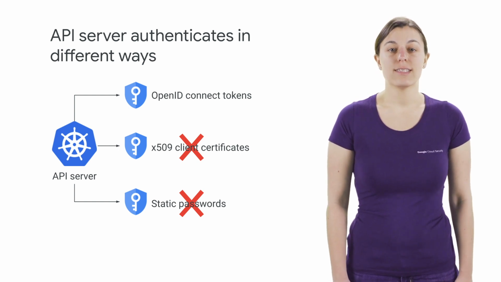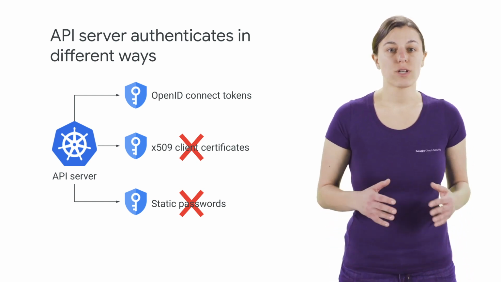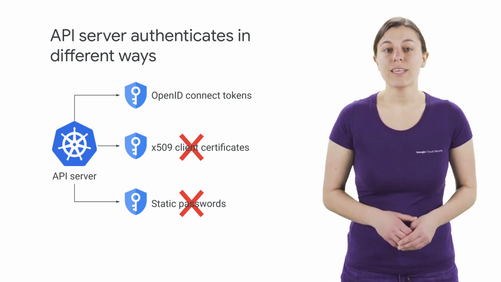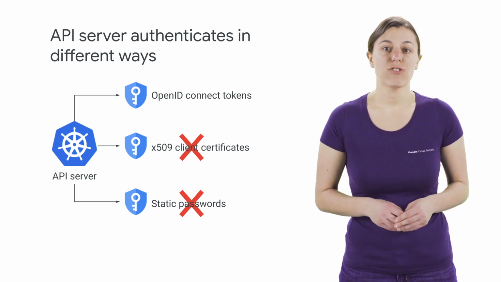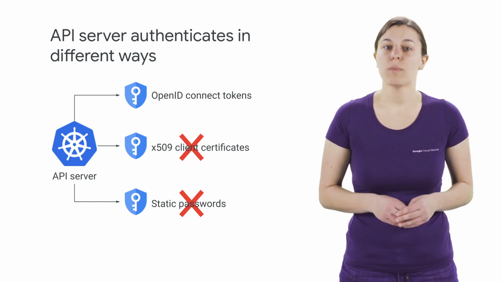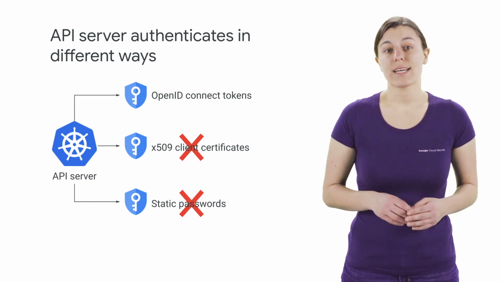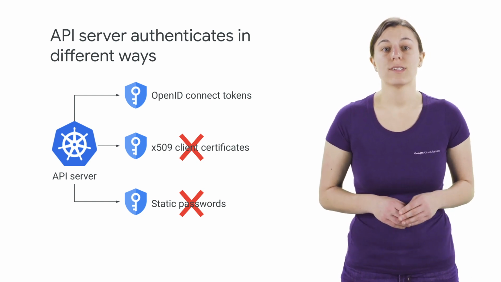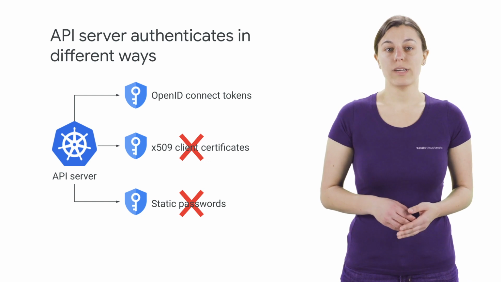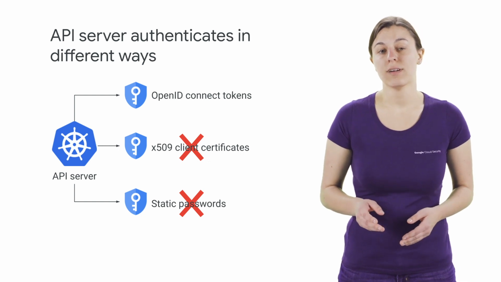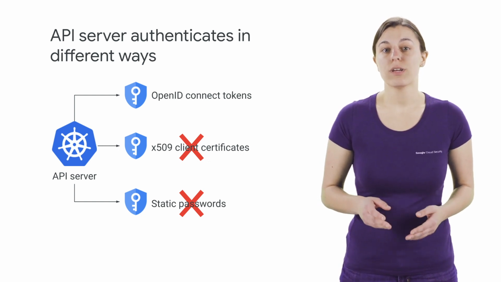X509 client certificates and static passwords present a wider surface of attack than OpenID. Unless your application is using these methods of authentication, you should disable them and use the OpenID authentication method instead. In GKE, both X509 and static password authentication are disabled by default in clusters created with Kubernetes 1.12 and later. This helps improve the default security configuration.